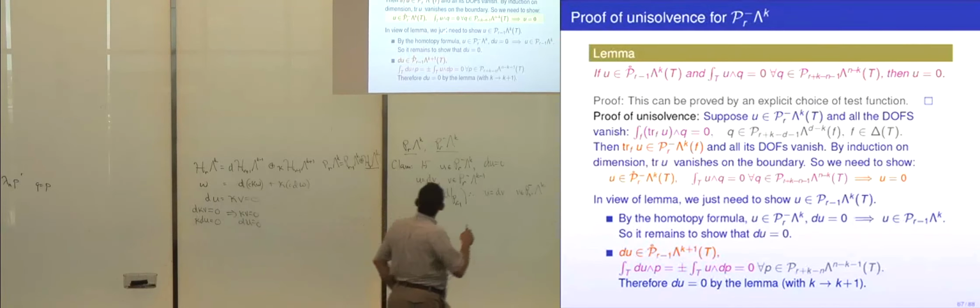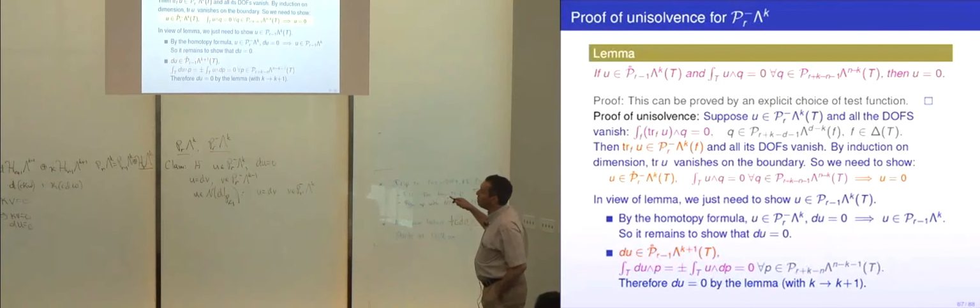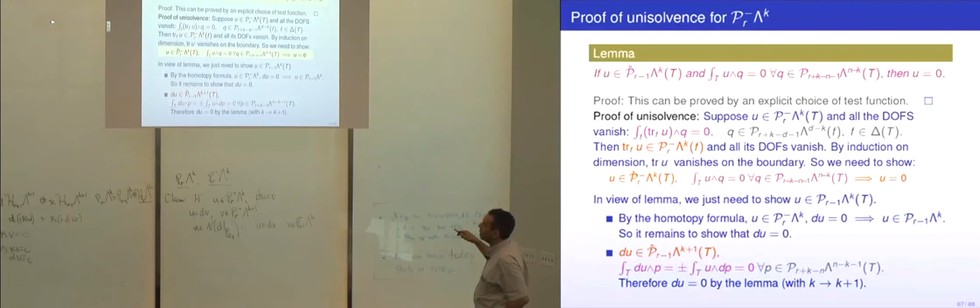So how are we going to apply the lemma to this situation? We have a PR minus that vanishes on the boundary, and if we knew it was a PR minus 1, then we could apply the lemma and say it was 0. So we have to show it's a PR minus 1 and not really just a PR minus. And we have to do that using the degrees of freedom.